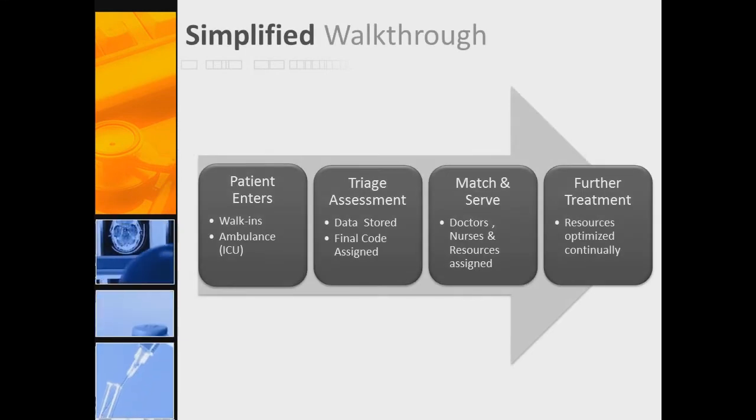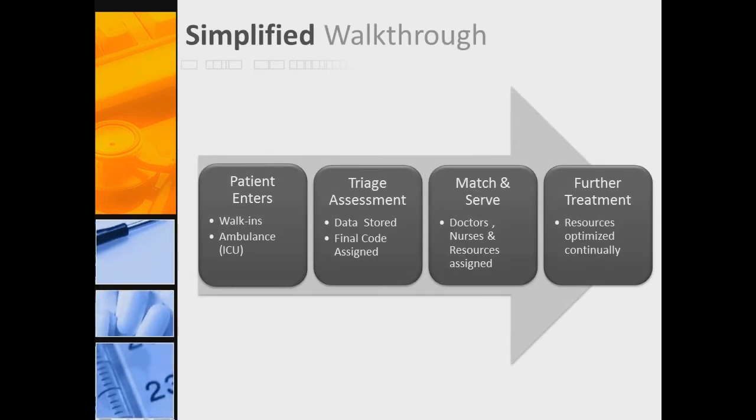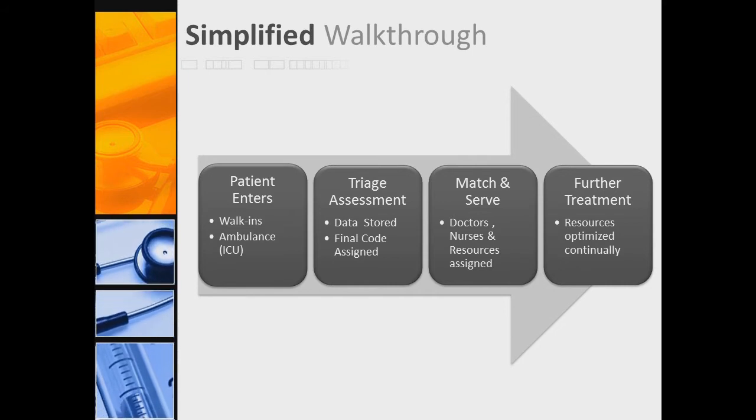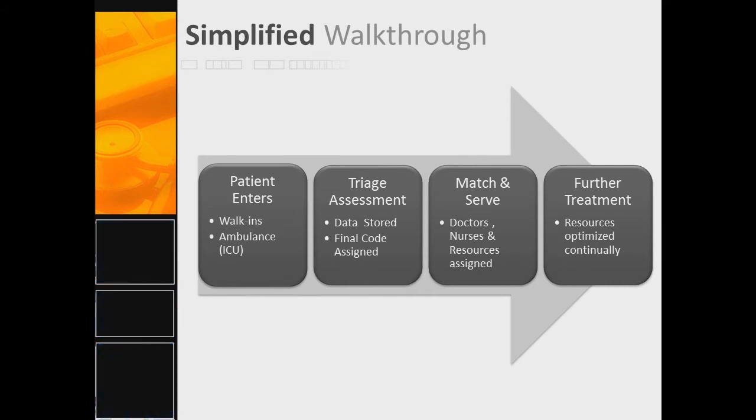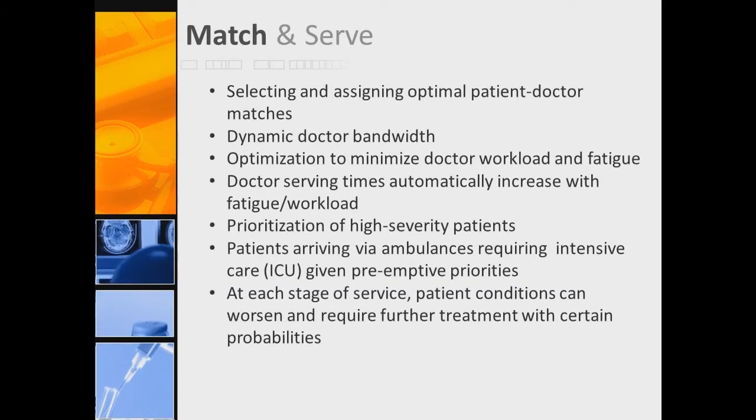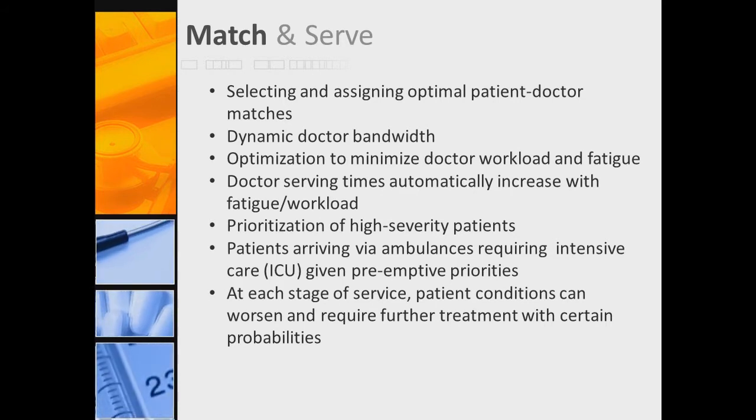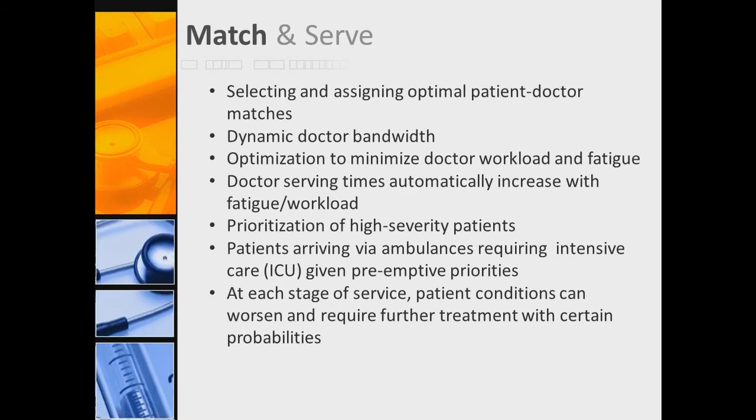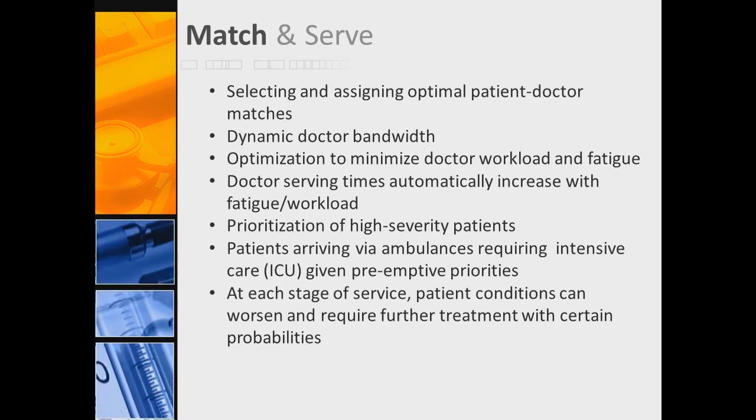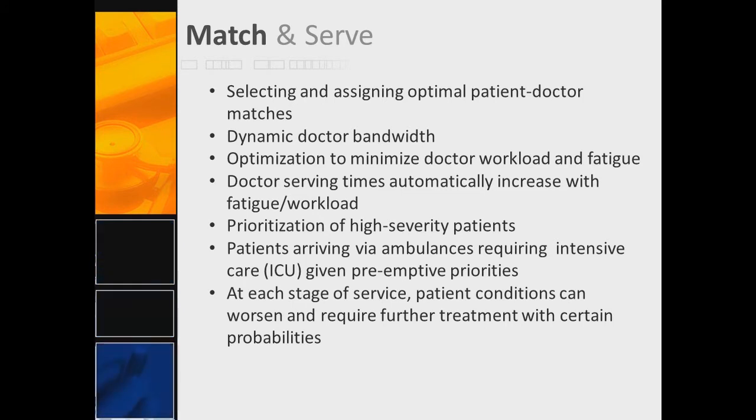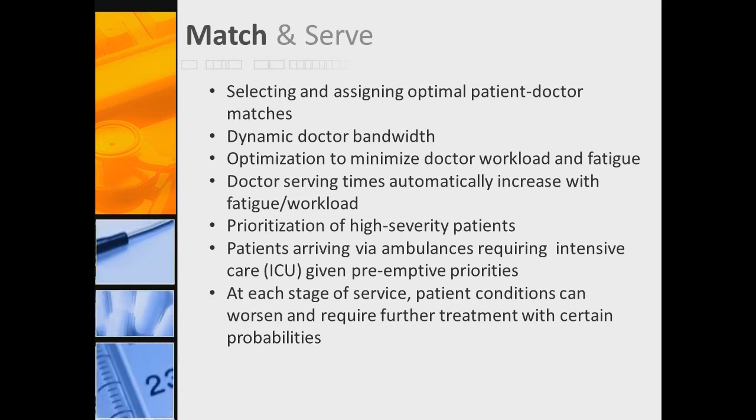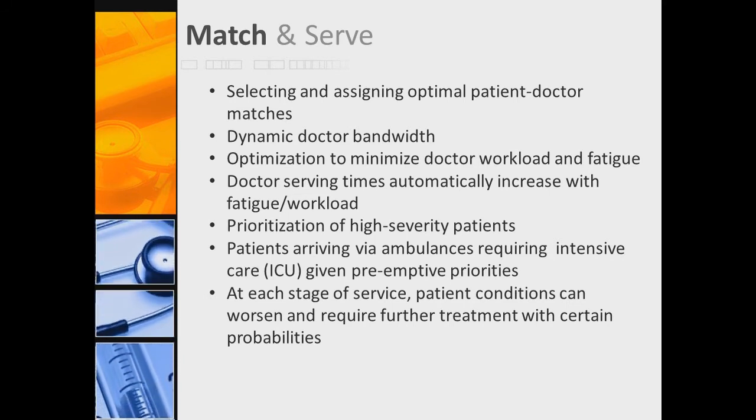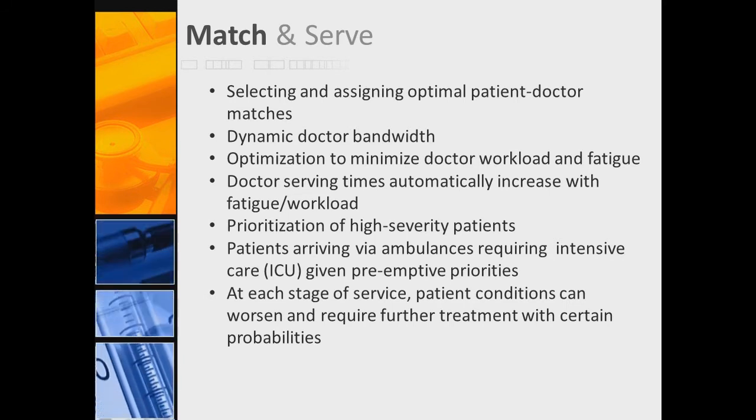Now we will talk about the match and serve component of our model. The match and serve component is the crux of our model. This is where we select and assign optimum doctor-patient pairs. We allow different types of doctors to have different bandwidths. That is, a neurosurgeon might only be able to serve 2 patients at a time, compared to a radiologist who could serve 4 patients simultaneously.